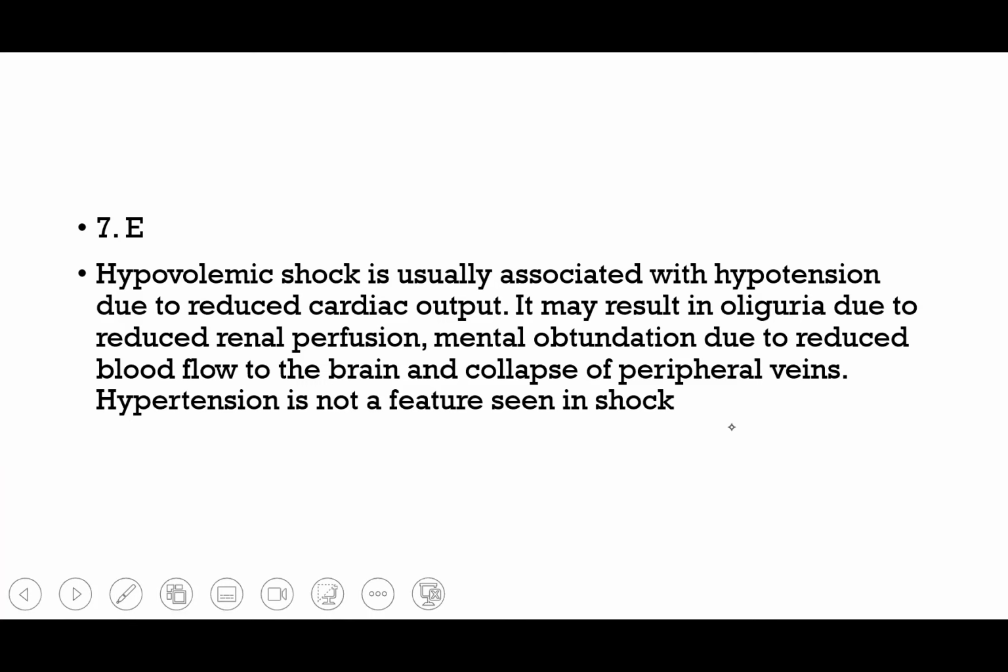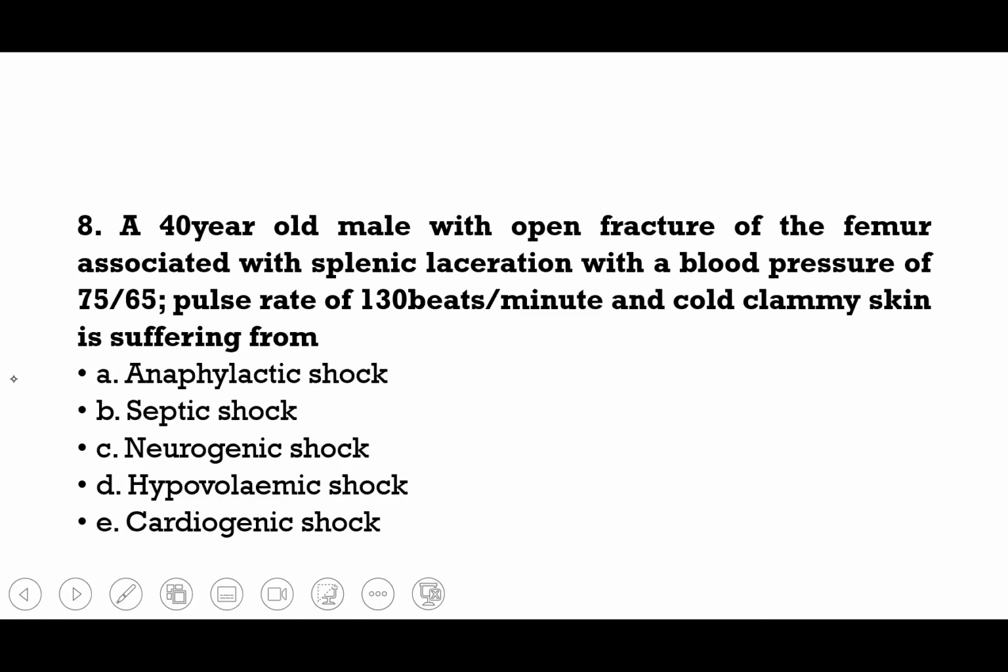Hypovolemic shock is usually associated with hypotension due to reduced cardiac output. It may result in oliguria due to reduced renal perfusion, mental obtundation due to reduced blood flow to the brain, and collapsed peripheral veins. Hypertension is not a feature seen in shock. Number 8.